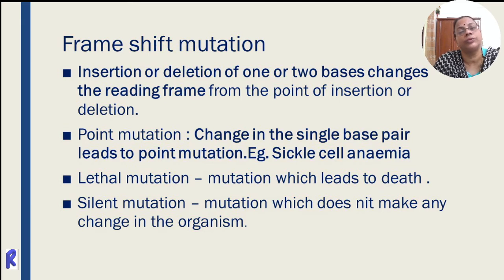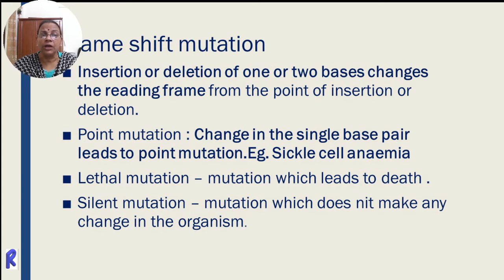If 1 or 2 are changed, the entire reading frame will change, and as a result, the amino acid sequence also will change. So that results in a change in amino acid sequence, meaning an entirely different protein we will get. If that protein is changed, the characteristic features of that organism also will change. Such types of changes we'll call as which one? Frame shift mutation.